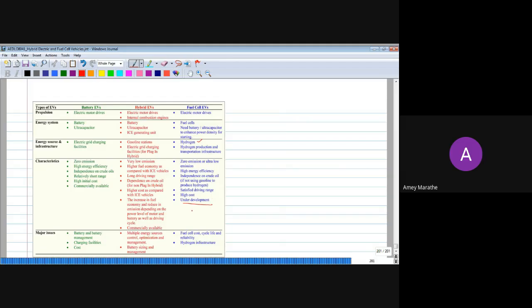And what are the major issues in battery electric vehicles? We have battery and battery management issues. We have something called thermal runaway, if we don't check the battery temperature. Then charging facilities are not yet developed, and the cost is the downside.